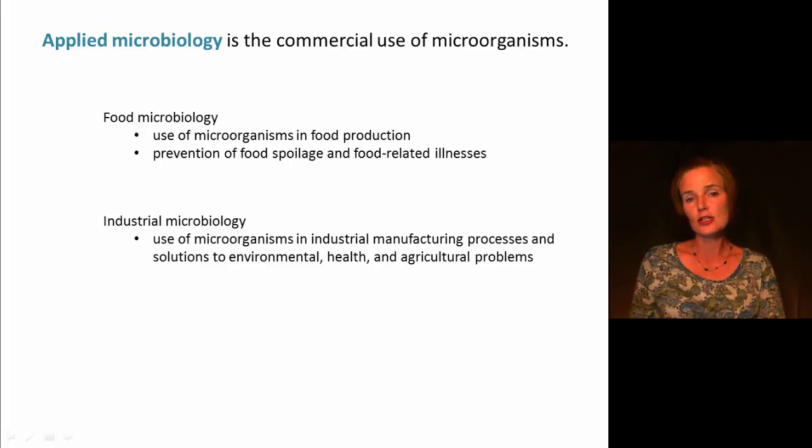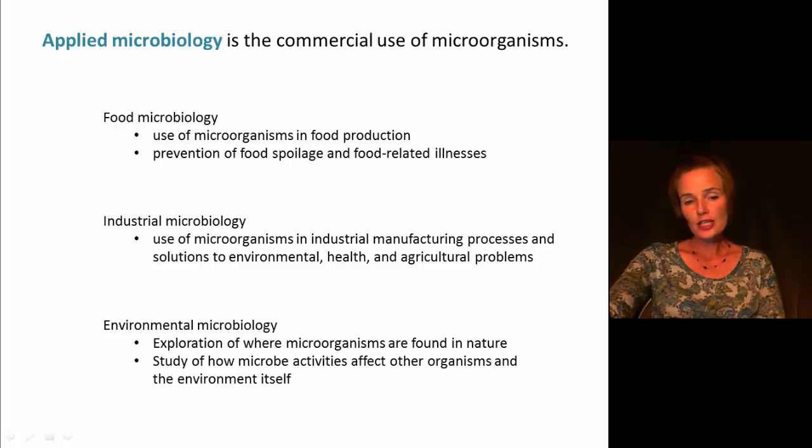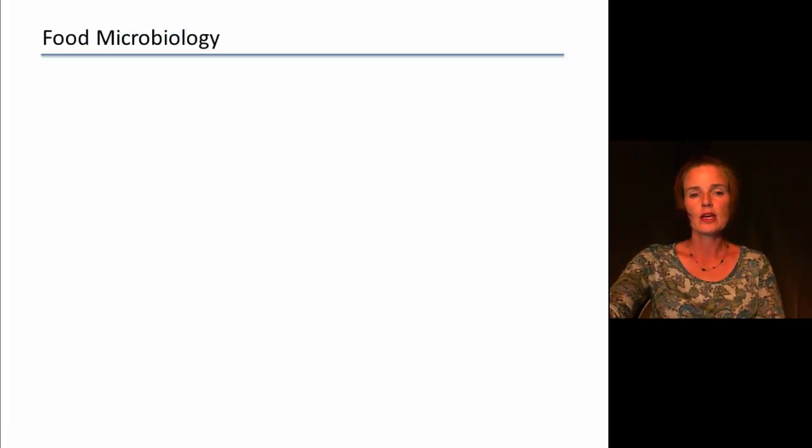Industrial microbiology is the use of microorganisms in industrial manufacturing processes and looking at solutions to environmental, health, and agricultural problems. The third category is going to be environmental microbiology. This is exploration of where microorganisms are found in nature, and it's also the study of how microbe activities affect other organisms and also affect the environment itself. We're going to start off talking about food microbiology more specifically.